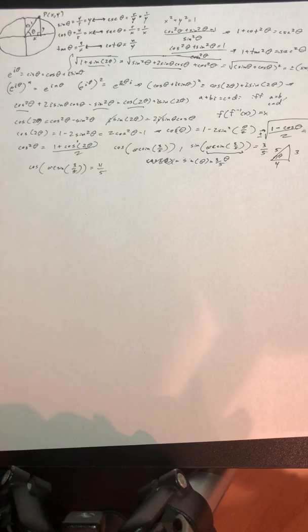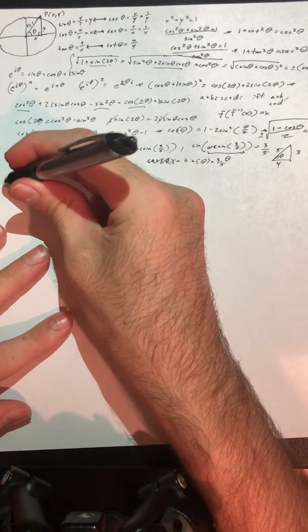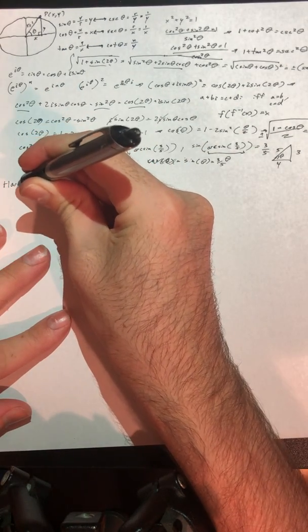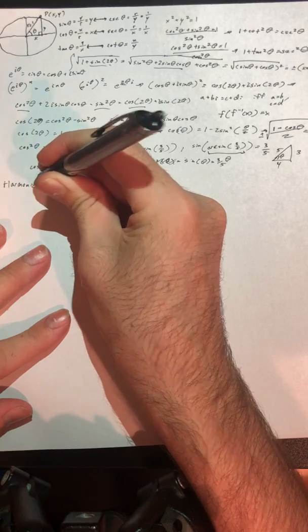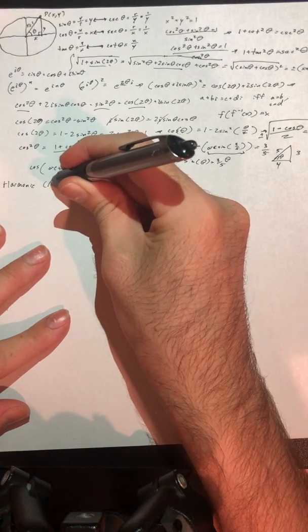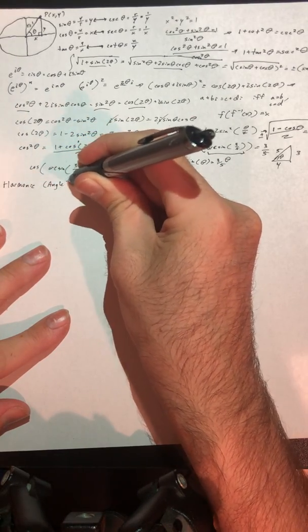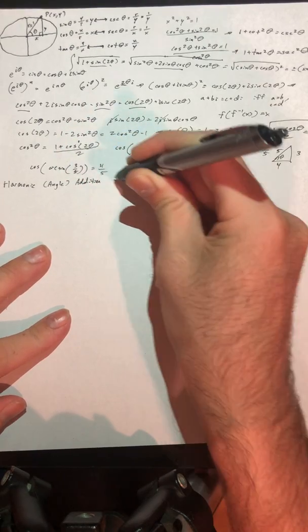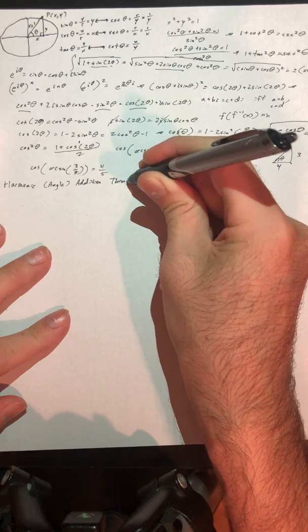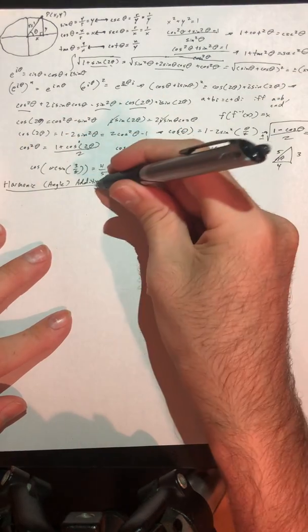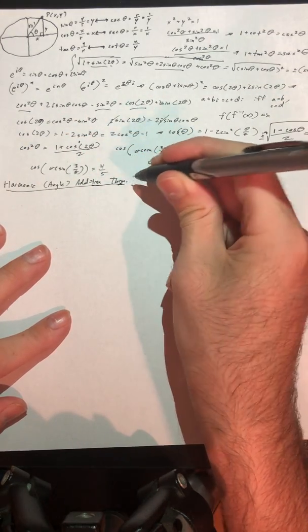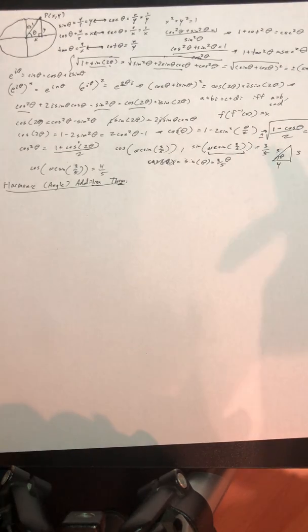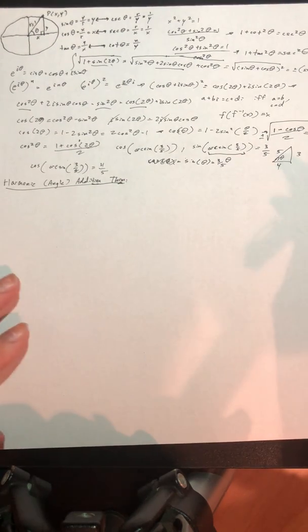So basically what this comes down to is what's known as the harmonic, and you can kind of put the word angle in if you want, harmonic angle addition theorem. Very helpful theorem to know, just kind of to have in your bag of tricks, I guess.